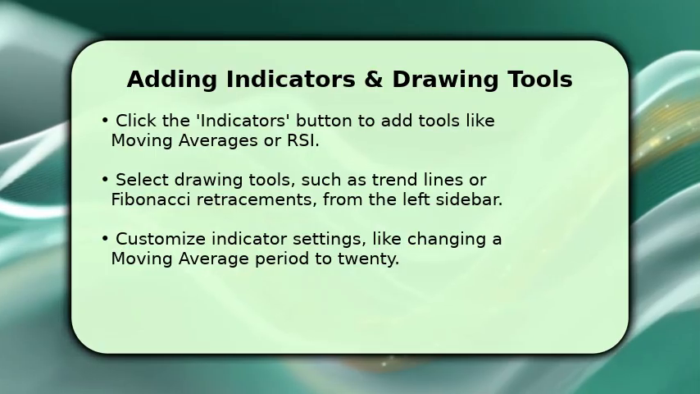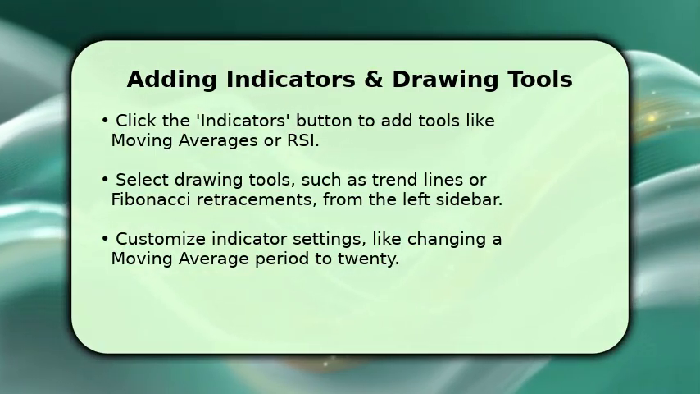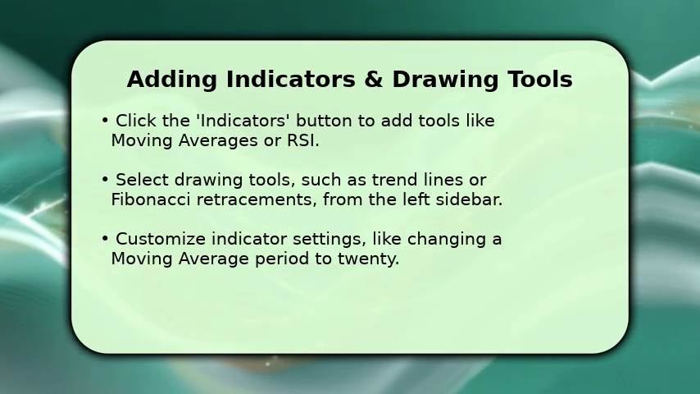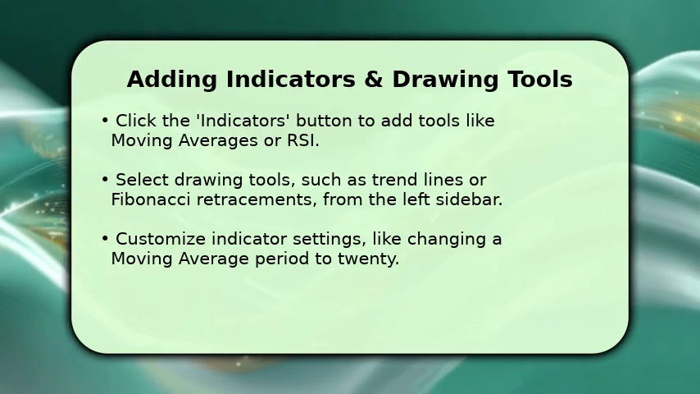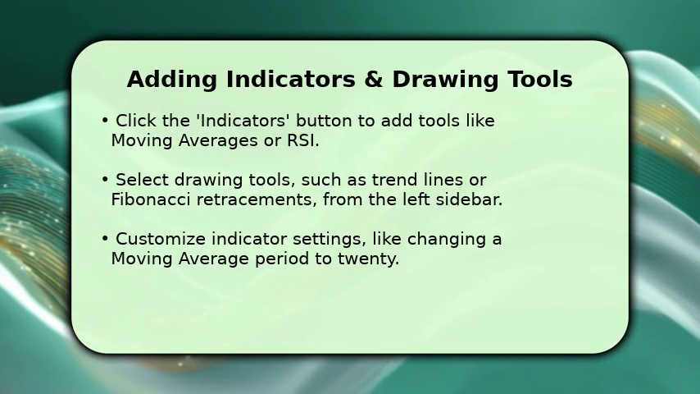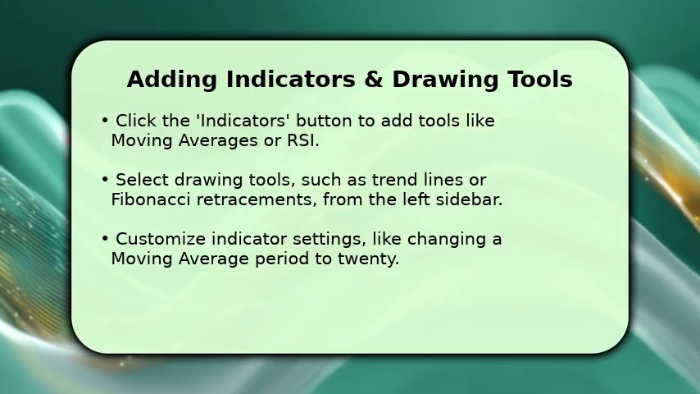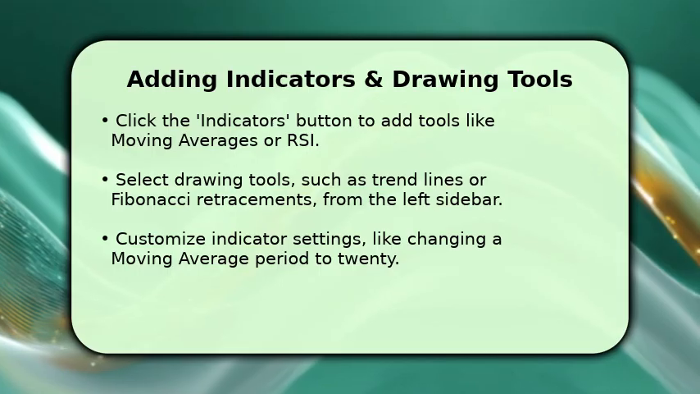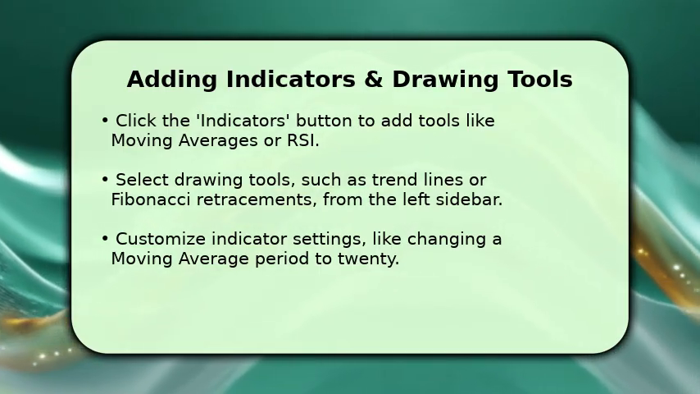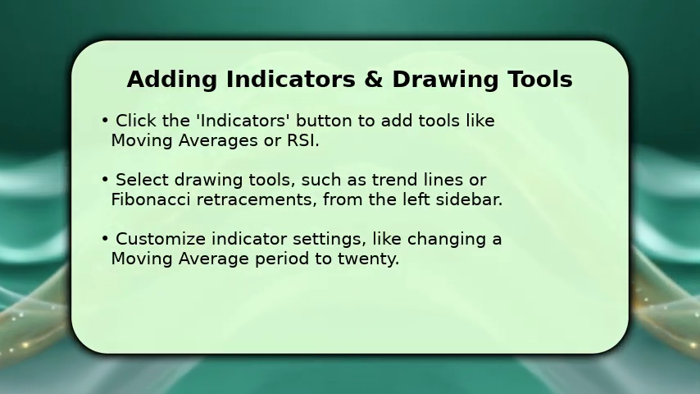Now, let's enhance your chart with indicators and drawing tools. Click the Indicators button, usually represented by a small icon, to open a menu of technical analysis tools. You can add popular ones like the Relative Strength Index or Bollinger Bands. On the left sidebar, you'll find drawing tools to mark trend lines, support, and resistance levels. Remember to customize the settings of your chosen indicators for optimal analysis.